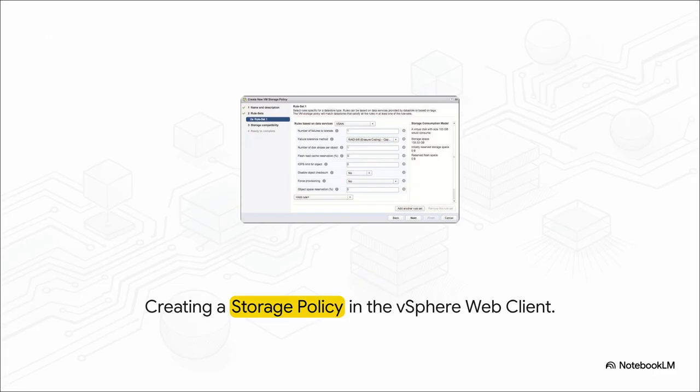Through the vSphere web client, you take total control of this. You're explicitly defining rules, like the number of failures to tolerate or the failure tolerance method, and bundling that into a policy. When you assign that policy to a VM, vSAN instantly spins up a storage object that strictly follows those rules. You can even apply totally different policies to different virtual disks within the exact same VM.